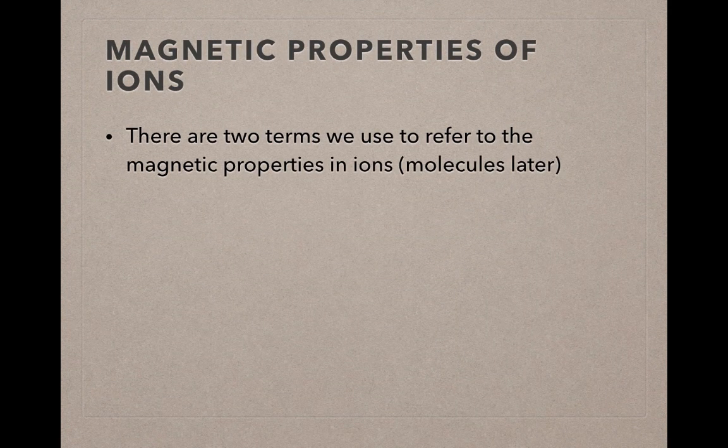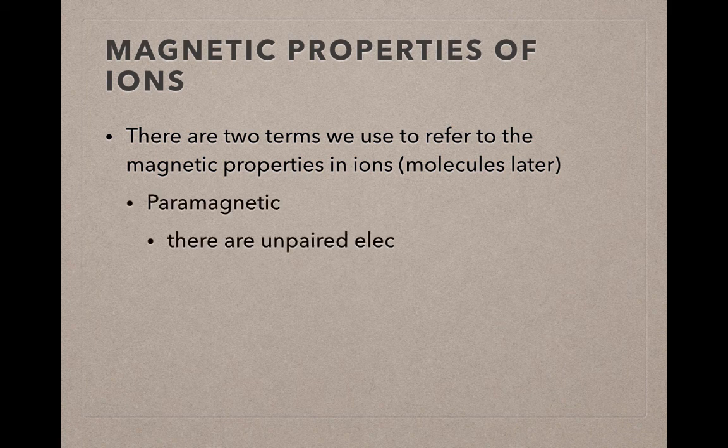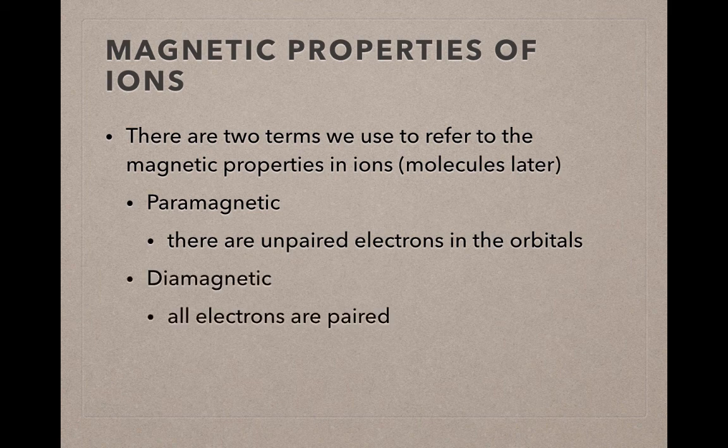Now we can also look at magnetic properties of both atoms and ions here. We've got two different terms that we use to look at magnetic properties. One of those is paramagnetic, and this is where you have unpaired electrons in the orbitals. And then we've got diamagnetic, and this is where all electrons are paired. It's very easy to confuse diamagnetic and paramagnetic because a lot of people think that paramagnetic means that your electrons are paired, but it's a different type of pair.